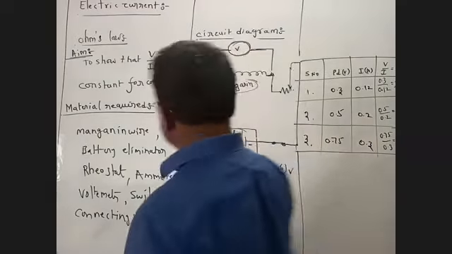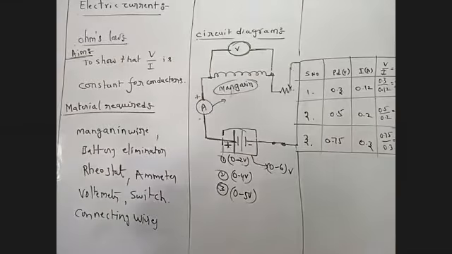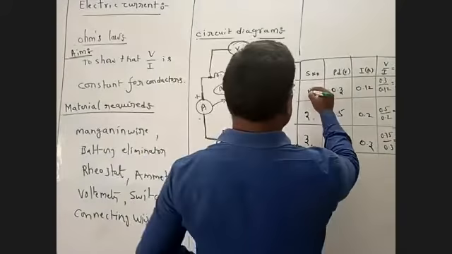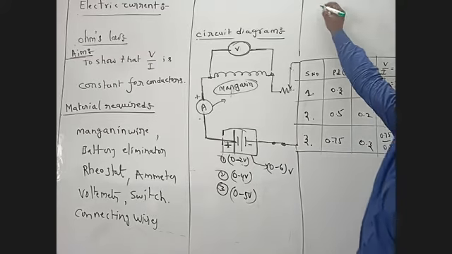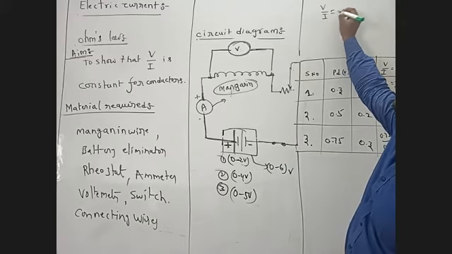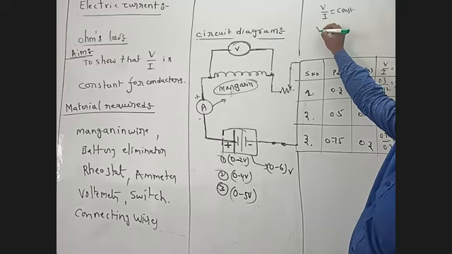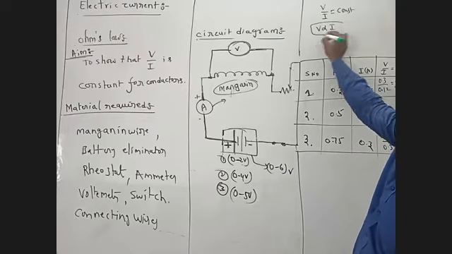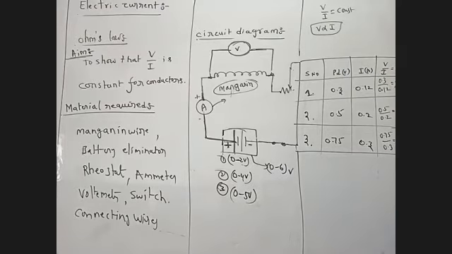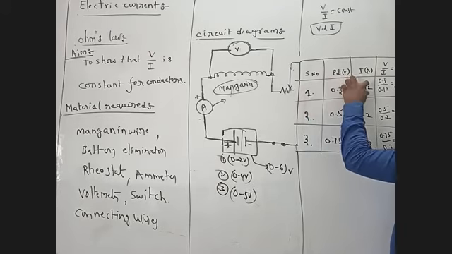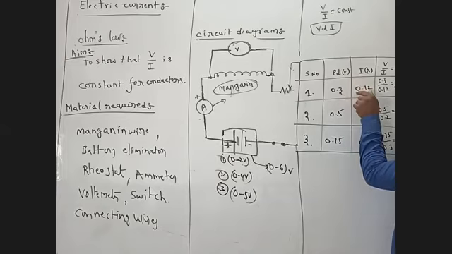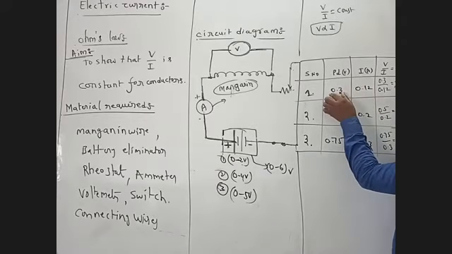You see the three situations. The first thing here is V by I is a constant. V by I is a constant means V is directly proportional to I. We are going to write V is directly proportional to I. You see the first case, first situation: 0.3, 0.12.